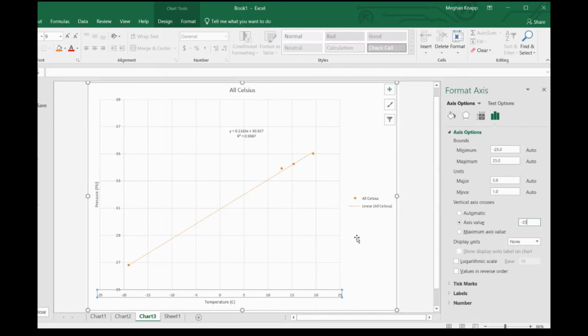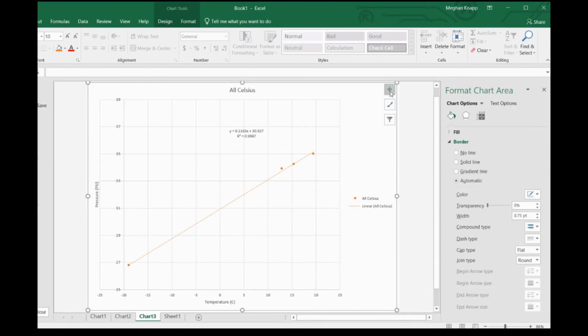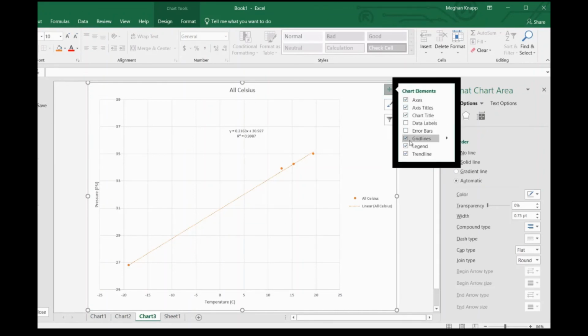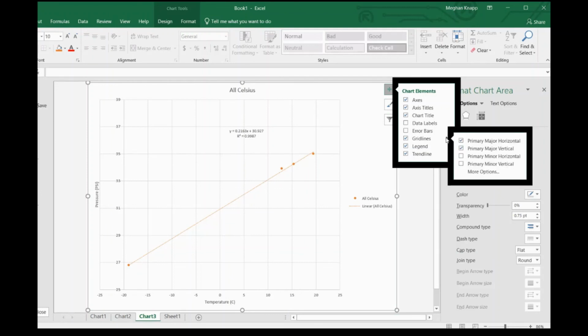Now, some of you pointed out that because we don't have as many lines as we would on graph paper, you can't really tell the values, but this is something that you can change in your settings. So what we can do is go to this plus sign again and look at the grid lines. So right now we have this box checked, but we also have a little arrow. So if we click on the arrow, we can click on primary, minor, and horizontal and vertical. And so that gives us a lot more of these lines so that we can better tell where things are.